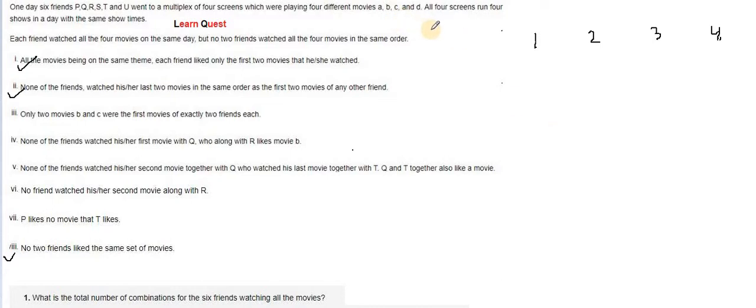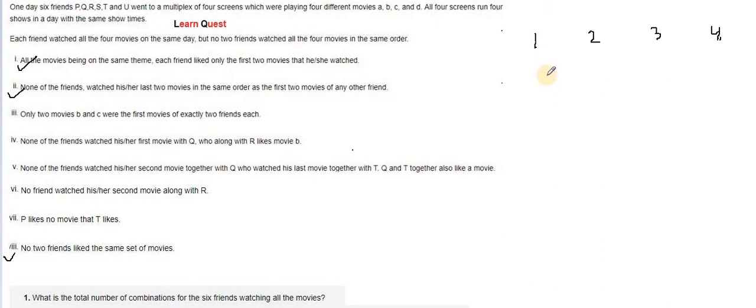Which movie we don't know, A, B, C, or D, any movie. So let this 1 2 3 4 be not the screen but the movie number which a friend is watching. Suppose a friend is watching first movie A, then movie B, then movie C, then movie D. So this is the order. 1 and 2 will be the movies they like, because the first two movies which they watch is what they like. Like that I am trying to arrange now.